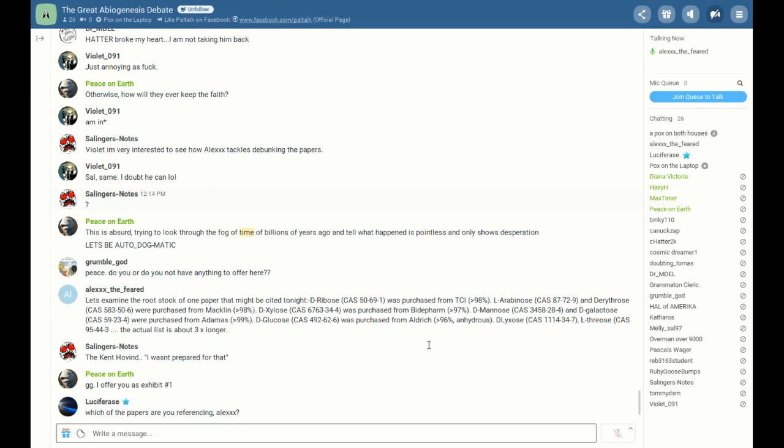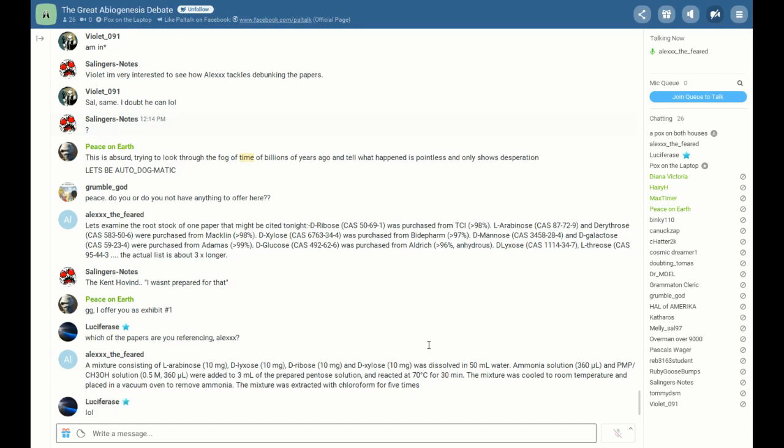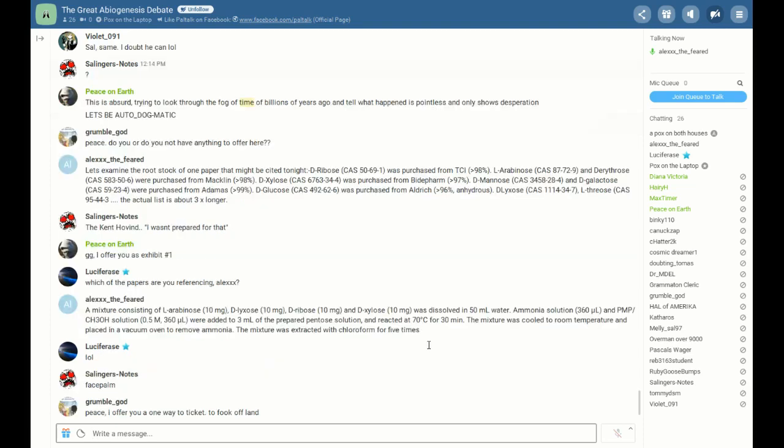But let's go on. Let's examine methodologies, right? And this is kind of technical, but this is an example of one of your experiments, and they're making sugars, right? So forget the technical stuff. I want to highlight some things. A mixture consisting of various reagents was added to 3 ml of prepared pentose solution and reacted at 70 degrees Celsius for 30 minutes. The mixture was cooled to room temperature and placed in the vacuum oven to remove ammonia. The mixture was extracted with chloroform 5 times.